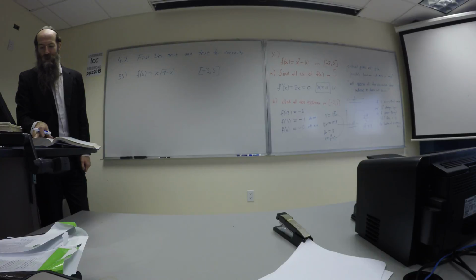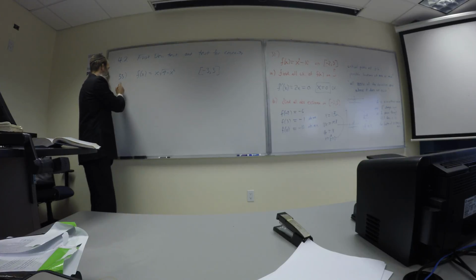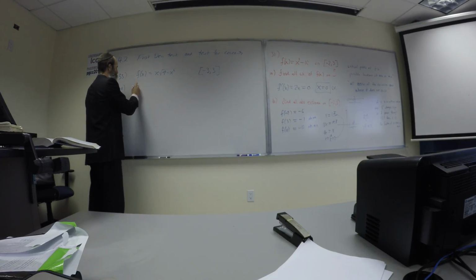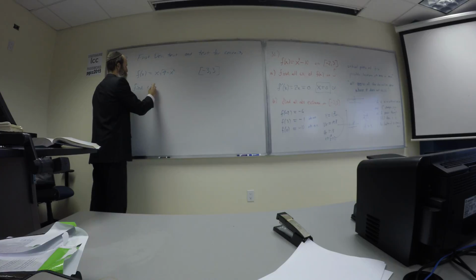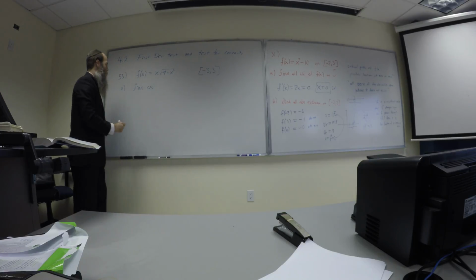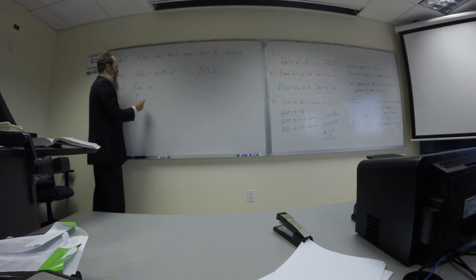Matter of fact, the question says, first derivative test. And part A is locate the critical points. So again, first thing is usually find critical values. Okay? Find, so I'm going to use CV, right? Find critical values. First derivative, set equal to 0, and find out where it's undefined.